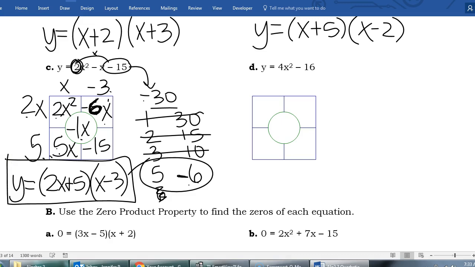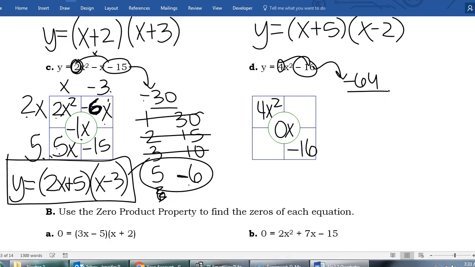I'm going to do this next one a little faster. We're going to start with 4x squared in the top corner and negative 16 in the bottom corner. That's my x squared term in the top, my constant term in the bottom. My x term goes in the middle, but I don't have an x term, so it's 0 x's. We're going to do 4 times negative 16 to give us negative 64.